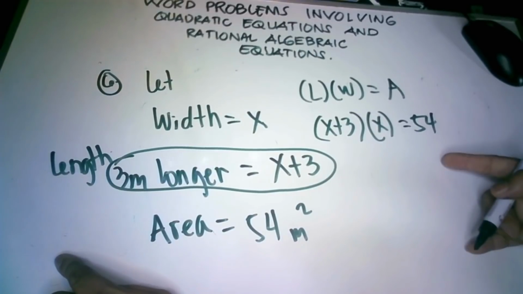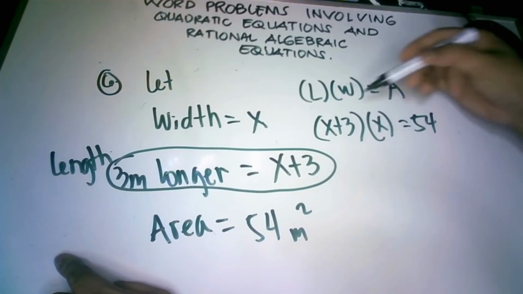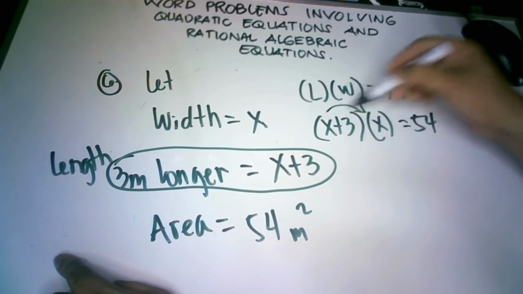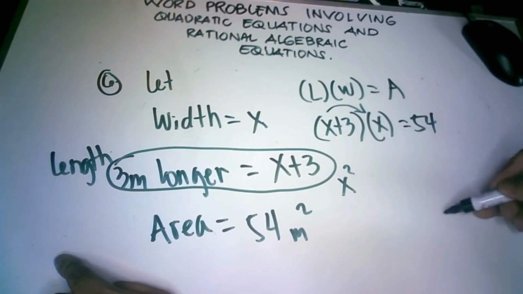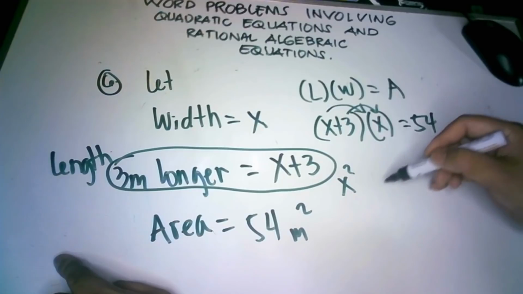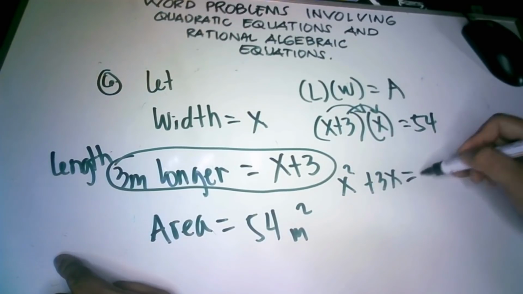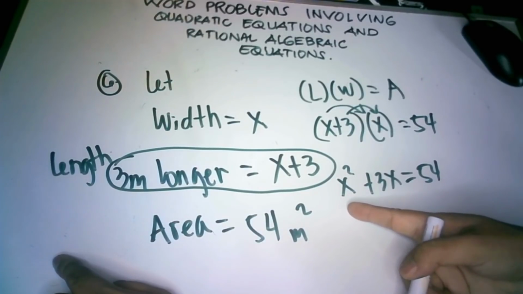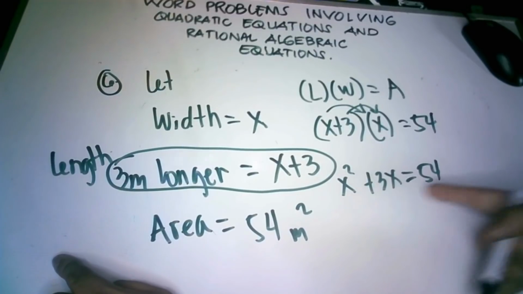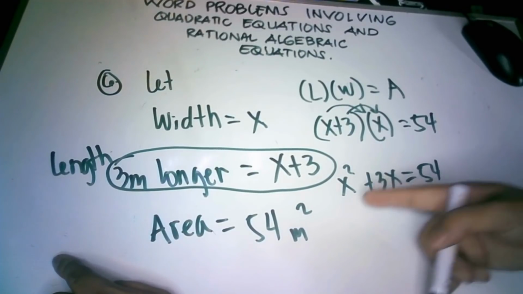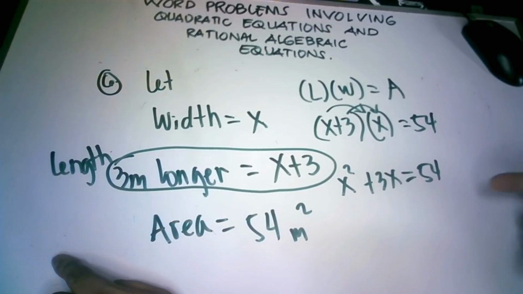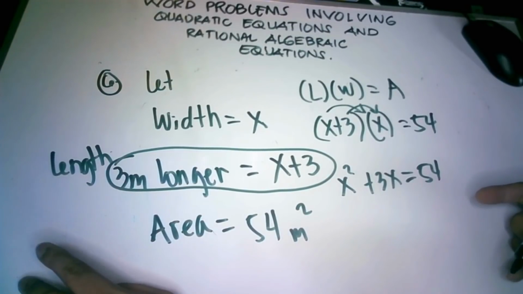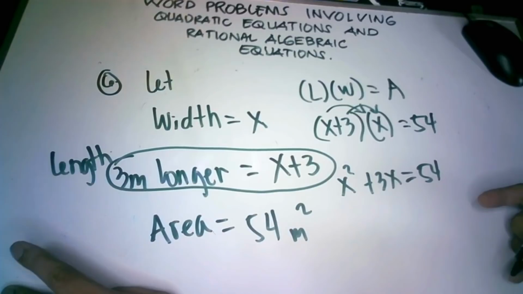So in this case, we can now manipulate that and come up with a certain equation. If we distribute, we have x times x, that will be x squared. And then we have 3 times x, we have positive 3x equals 54. Now, if you notice, it has become a quadratic equation. In that case, since it is a quadratic equation, we can solve the value of x by using the different techniques: factoring, extracting of root, completing the square, and quadratic formula.